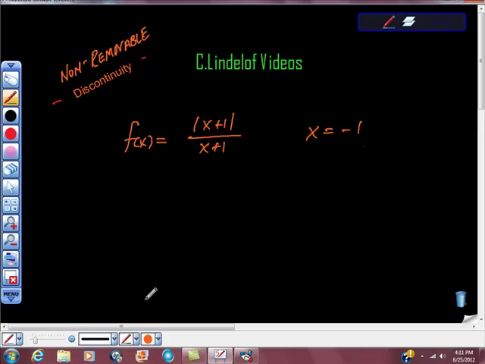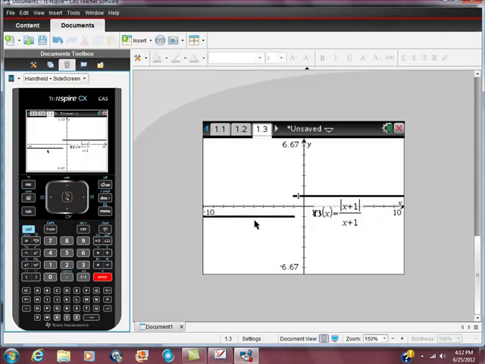Let's go and look at this on our calculator. So I already put it on the calculator to save us some time. So here's this function. As x goes left or right, let's say that x is 2. 2 plus 1 is 3. The absolute value of 3 over the absolute value of 3 is 1.